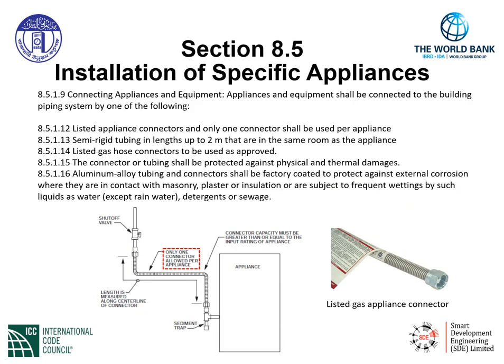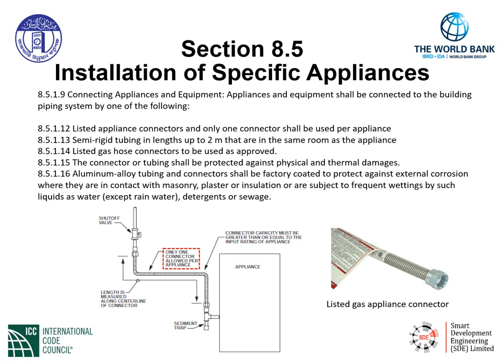To continue the list, we look to 8.5.1.12. This is a requirement that can be specified by the designer as well. Listed appliance connectors, and only one connector shall be used per appliance. As indicated in the graphic below, we have a shutoff valve coming in from the gas supply system, and we're using an appliance connector, only one appliance connector per appliance.